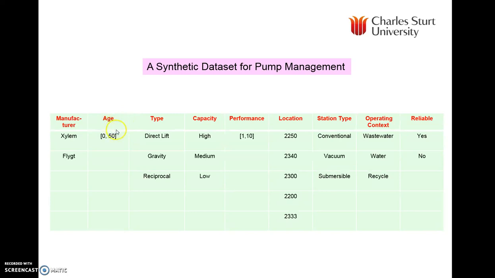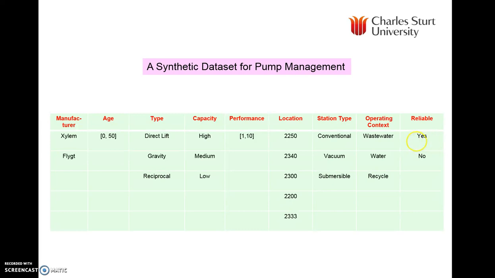Age of the pump, it's a pump related dataset. Say for example, age of the pump can vary between 0 to 50, anything 0, 1, 2, 3 up to 50. Type of the pumps can be direct lift, gravity, reciprocal, etc. And the final variable is reliability, reliable or not. So whether this pump is reliable or not.